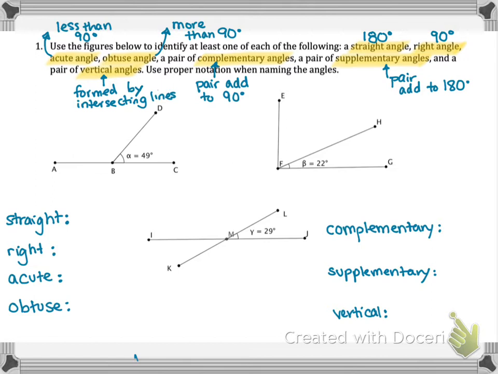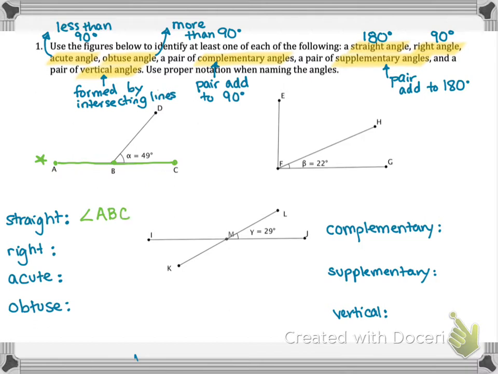A straight angle is an angle that forms 180 degrees. So I have in this very first image right here, a clear image of a straight angle. Hold on, my pen didn't want to do what I wanted it to do. That'd be A to B to C. That is a straight angle. So that'd be angle ABC, because it measures 180 degrees.